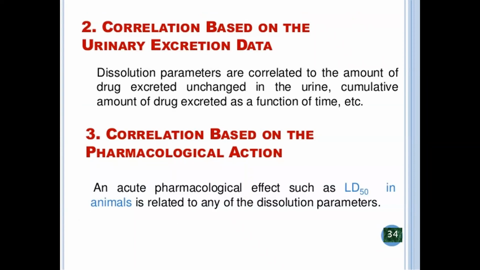Correlation based on the urinary excretion data. Dissolution parameters are correlated to the amount of drug excreted unchanged in the urine, the cumulative amount of drug excreted as a function of time, etc. For the third one, correlation based on the pharmacological action, an acute pharmacological effect such as LD50, that is lethal dose 50 in animals, is related to any dissolution parameter.